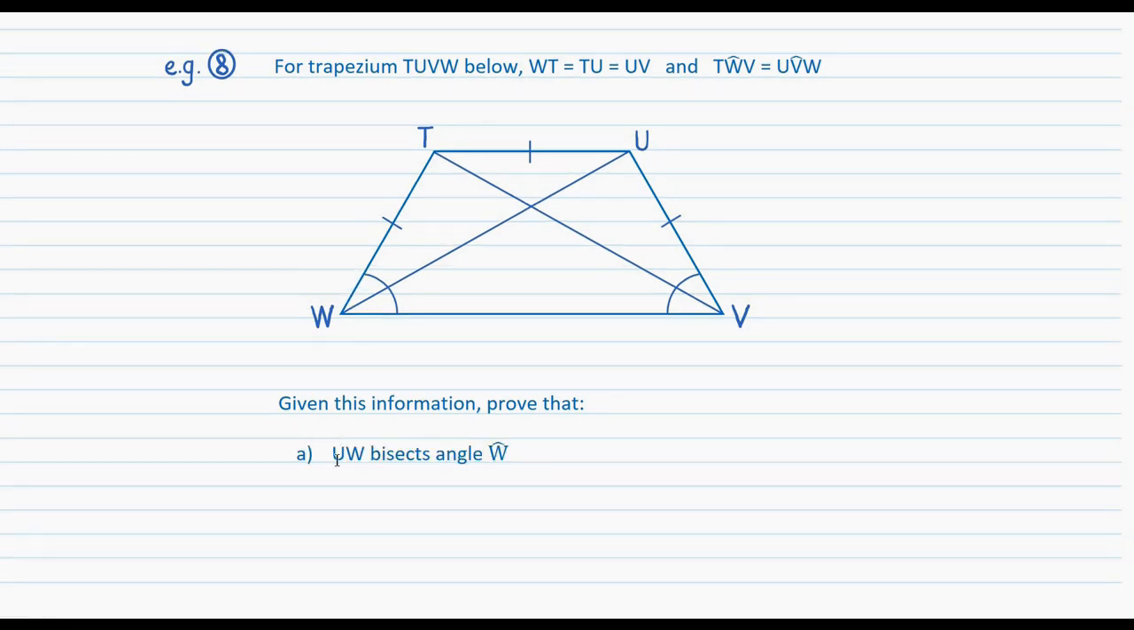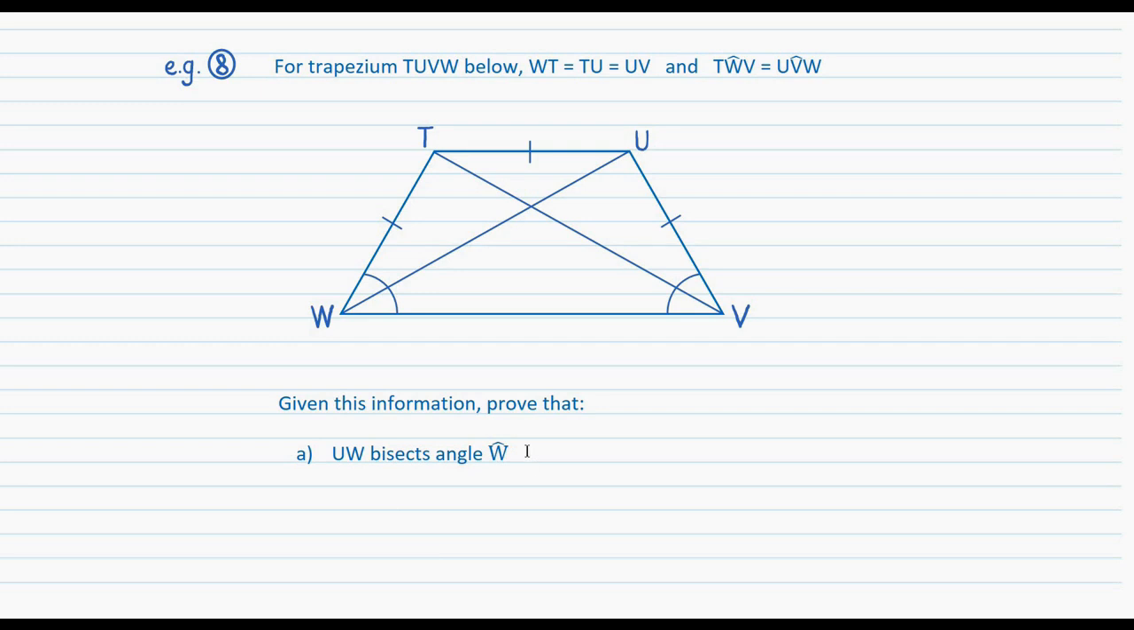We need to prove that line UW bisects angle W, meaning this complete angle. And bisect means it cuts the angle into half. So with these proof questions, they will generally come in two forms. One form is when they'll give you a word description of what you need to show. And the other situation is where you'll be given a mathematical statement that you need to prove. So in this case, we have the first case where we have a word description.